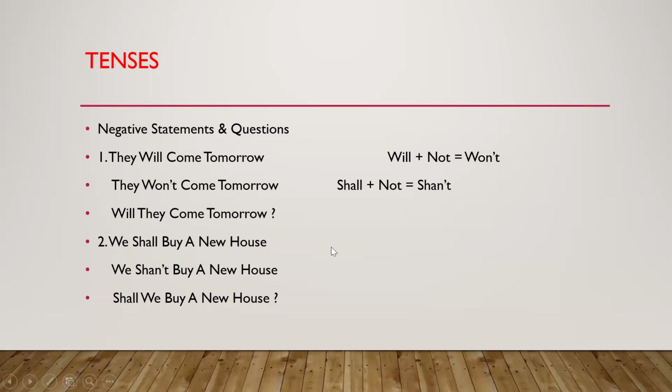Here it is very important that will plus not equals won't and shall plus not equals shan't. In the exam, suppose they give shan't, you may think there is a mistake, but shan't is a word used in English vocabulary, though we may not know it. In the same way, won't is also used in English vocabulary. So we can verify and know these short forms, the negative forms of will and shall.